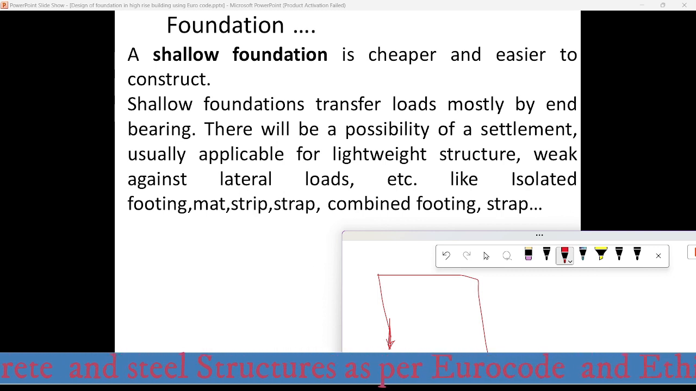But in the case of a deep foundation, as we will see later, we may use the side friction method. In the case of shallow foundation, we will be using the load transferring mechanism called end bearing. That is why we use the end bearing system of load transfer. So the shallow foundation transfers load mostly by end bearing.